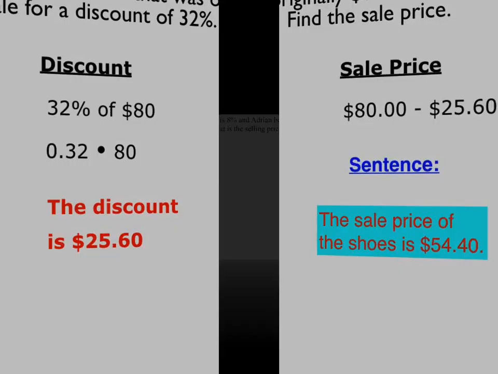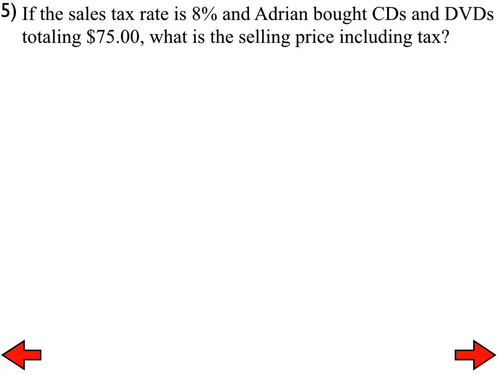Turn your notes over. Let's talk about tax, sales tax. Let me ask you first, is sales tax extra money you're paying or less money you're paying? Extra. It's extra, so are we adding or subtracting? Adding. So let's find the tax first, then add that to the total amount of the cost.